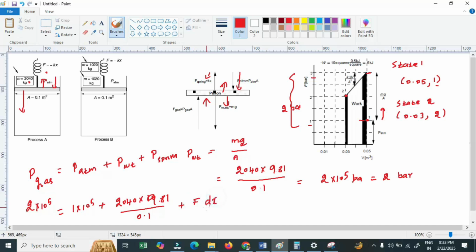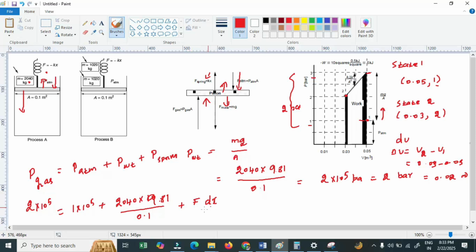dx. Now I want to convert in terms of volume, because I know the change in volume, that is dV, or I can call it del V, since it is a definite change. Okay, del V, that is V2 minus V1, equal to 0.03 minus 0.05, around minus 0.02 meter cube.